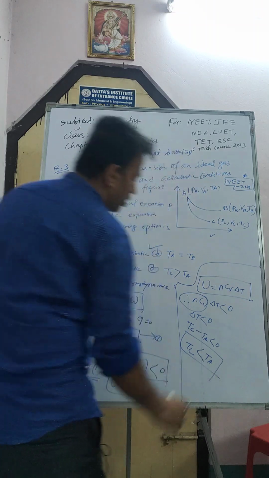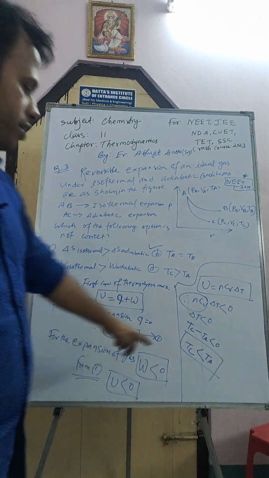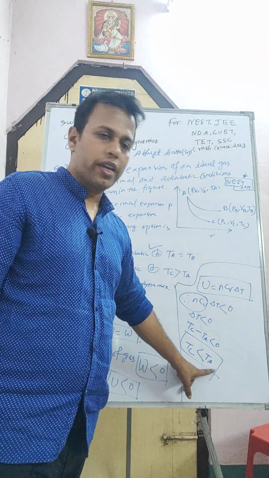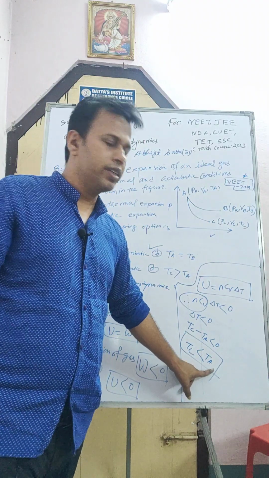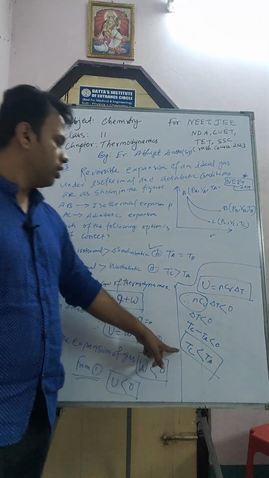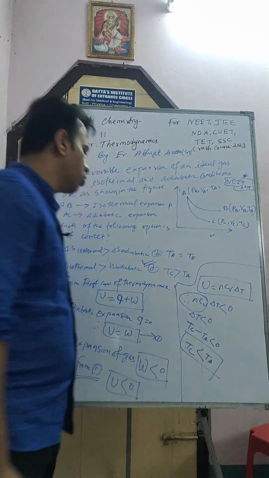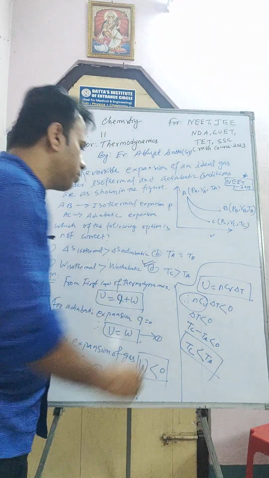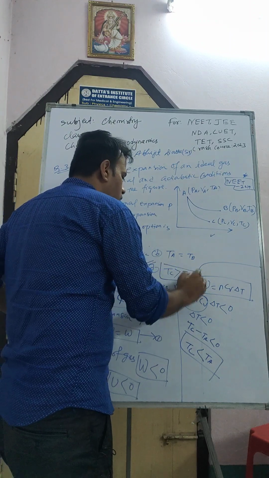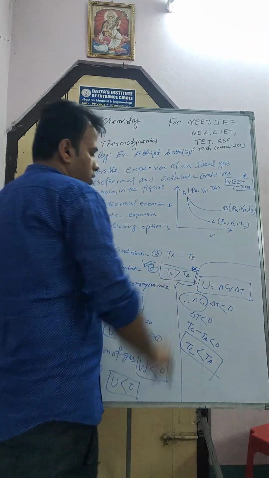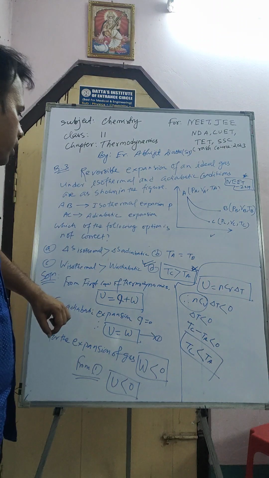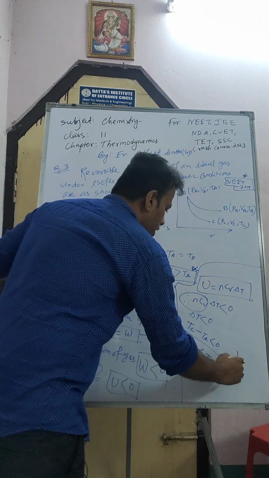So the condition is that the temperature at point A must be greater than the temperature at point C, but here it is in the reverse direction. So this is the wrong answer, and which option will be correct? Here option D will be the correct answer.